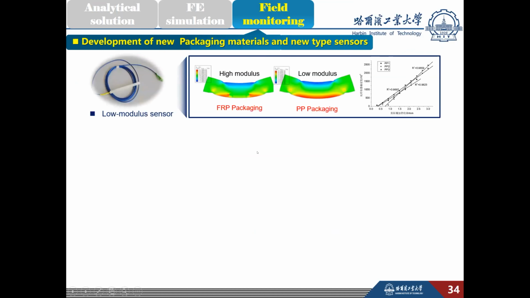We also try to develop some new types of sensors. For example, string sensors with different encapsulating materials: high modulus sensors with fiber reinforced polymer, FRP, packing could be used in concrete pavement, and the low modulus PP packing could be used in asphalt pavement because it's lower modulus.